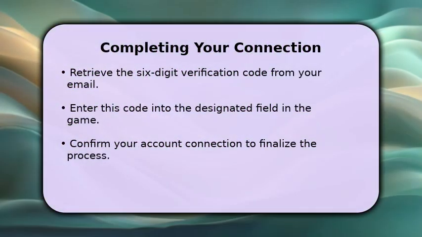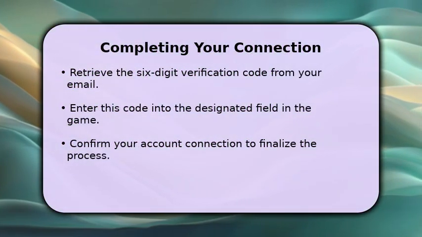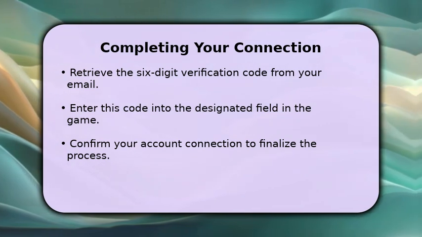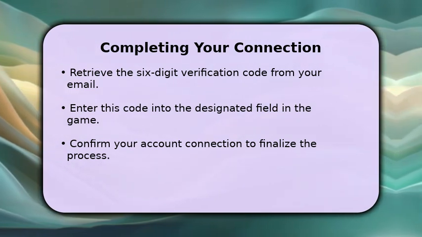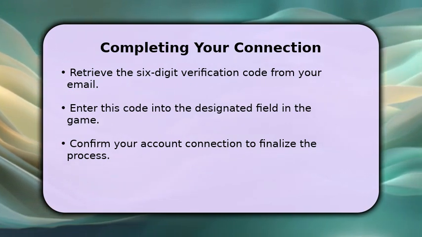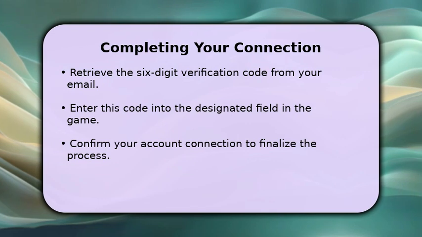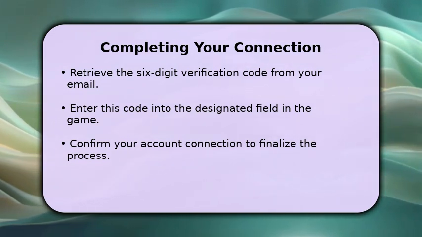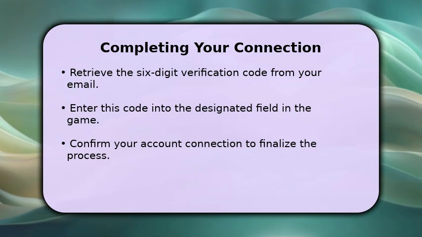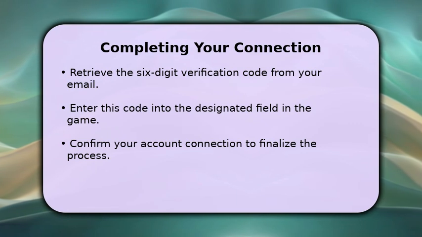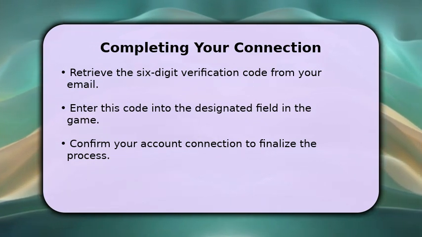ID. Finally, check your email inbox for the 6-digit verification code that Supercell has sent. Carefully enter this code into the designated field within your game. Once the code is correctly entered, confirm your account connection to finalize the process. Your game progress is now securely linked to your Supercell ID, allowing you to easily access it from any device and switch between multiple game accounts with complete peace of mind.